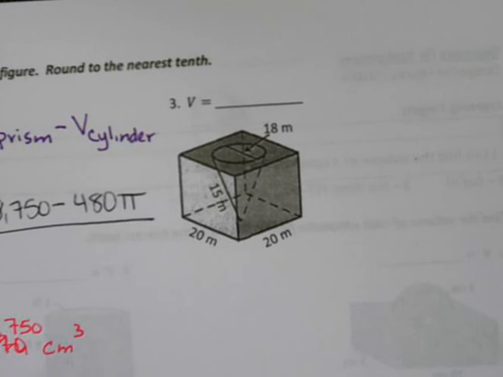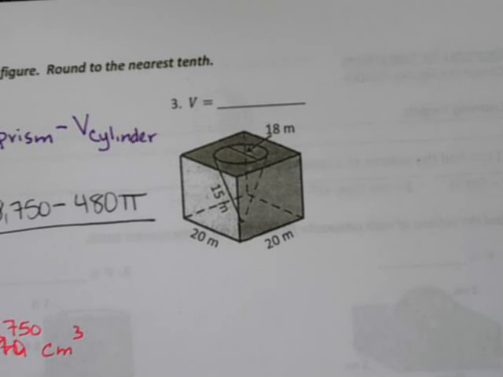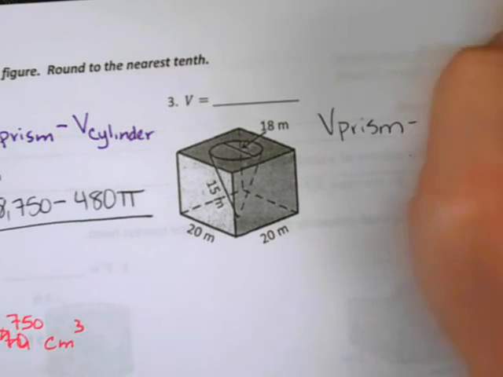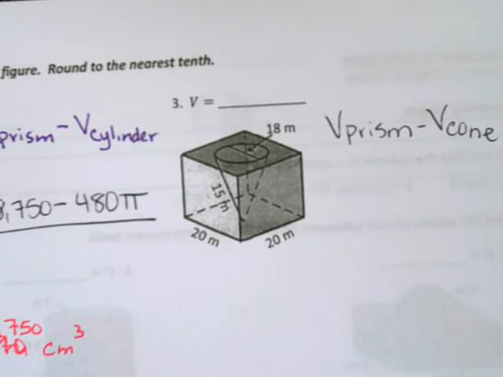Let's look at number 3. Number 3 is another one that's a little hard to see, but this one is this rectangular prism, and there's a cone that's drilled out of the center. So just like in the last one, we are going to be subtracting. So we're going to do the volume of the prism, and we're going to subtract the volume of the cone in order to get our final answer there.